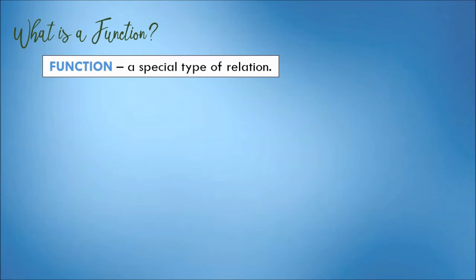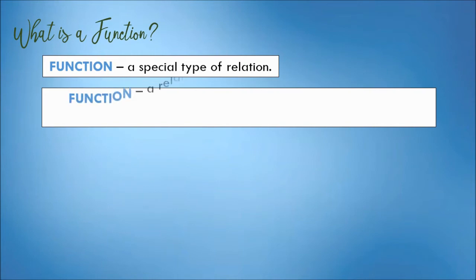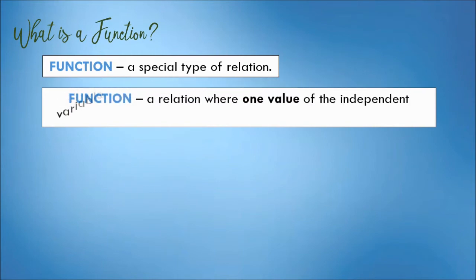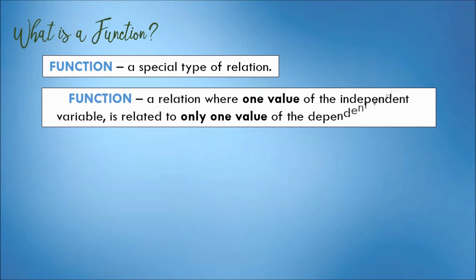Here is the definition of function. A function is a relation where one value of the independent variable is related to only one value of the dependent variable. It only means that one value of x corresponds to only one value of y.